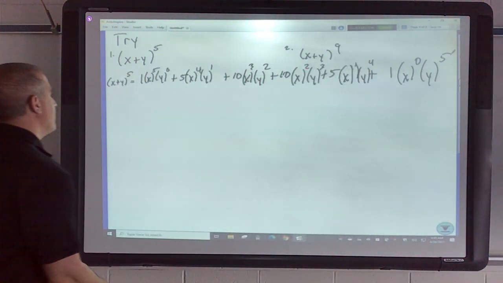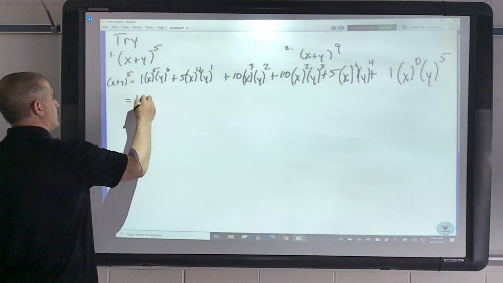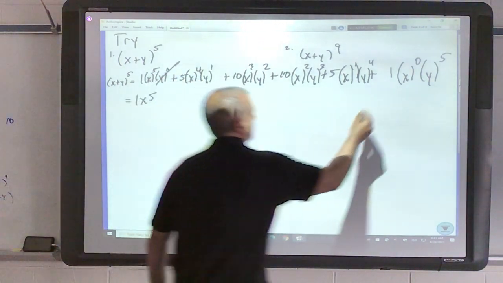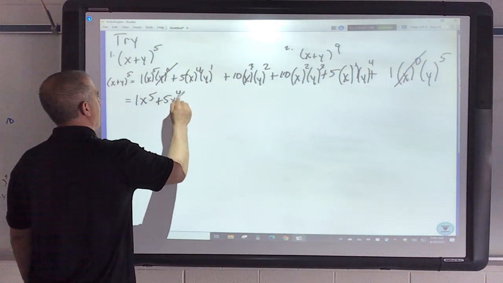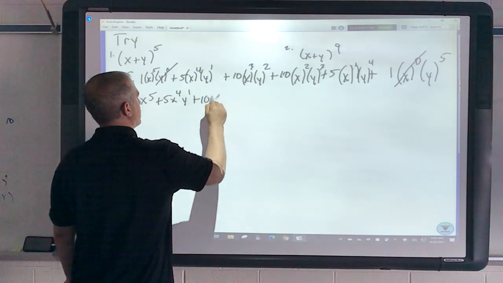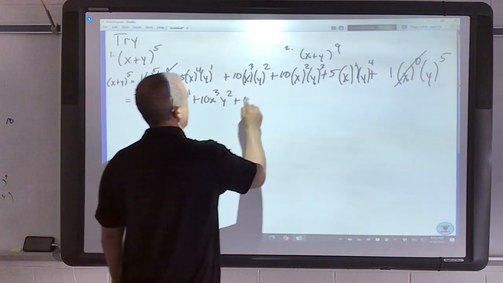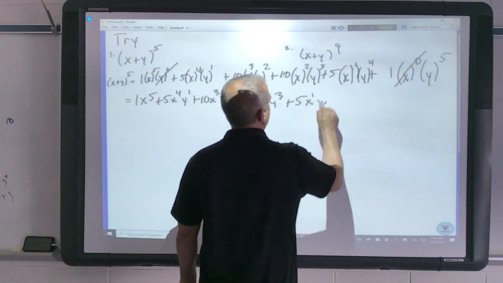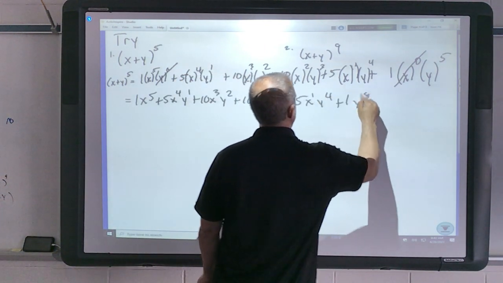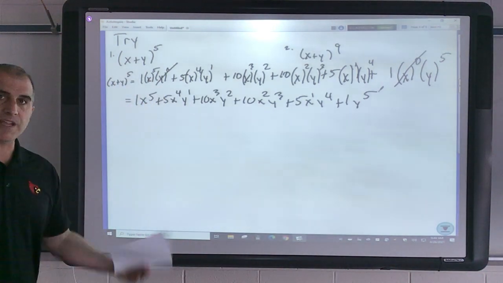So what does that mean for me? First one would be 1x to the 5th. Go ahead and cross off the ones with the zeros. Then I got 5x4 y1. I got 10x cubed y squared. I got 10x squared y cubed. I got 5x to the first y4, plus 1 y to the 5th. So that's the expansion of that one.